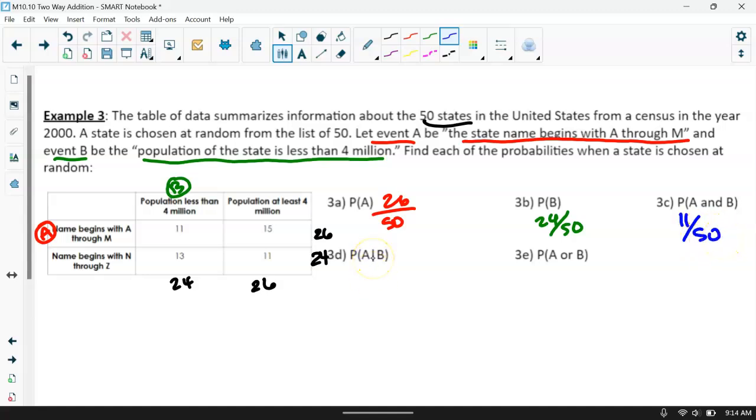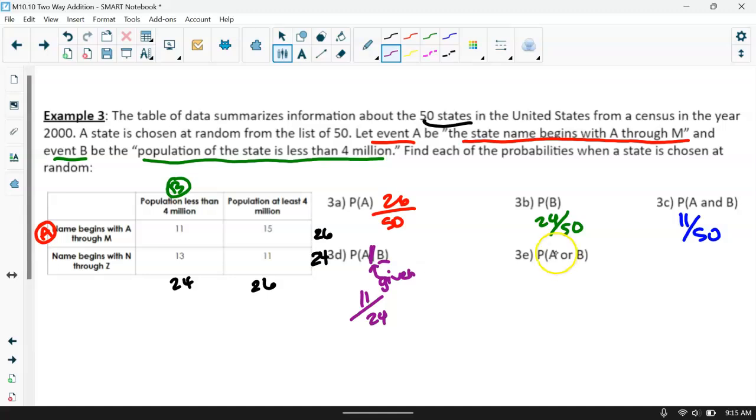Now here's our review with our given. Remember, this represents given. What is the probability of a state beginning with the name A through M, given that the population is less than 4 million? First off, how many states have a population less than 4 million? 24. Then how many of those states begin with the letters A through M? 11 out of the 24.